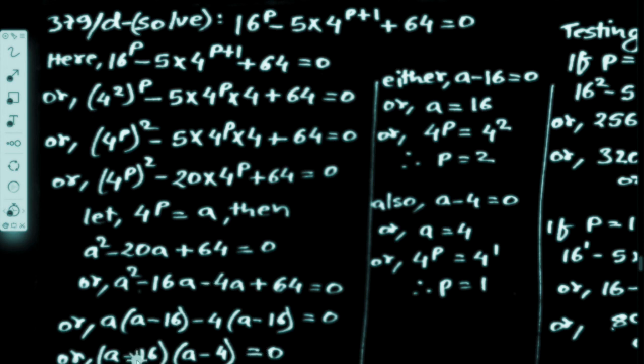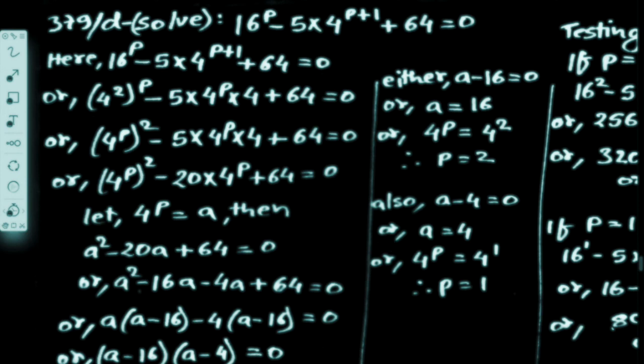It means two factors come from this expression. The first factor is a minus 16. Either a minus 16 equals 0, or a equals 16 or 4. Now replace a with 4 power p. 4 power p equals 4 square, since 16 means 4 square. Here the base is the same, 4, 4, so p equals 2. 2 is our first answer.